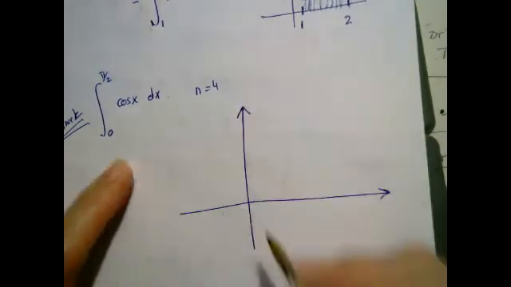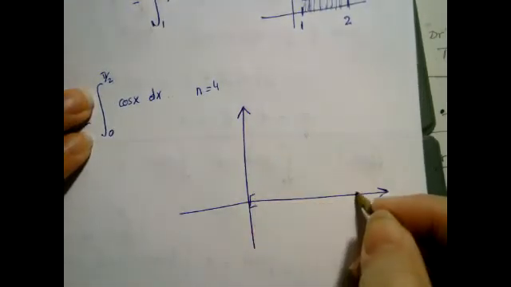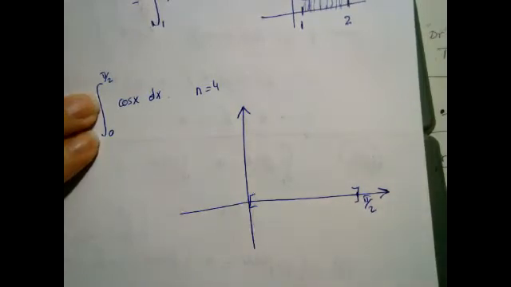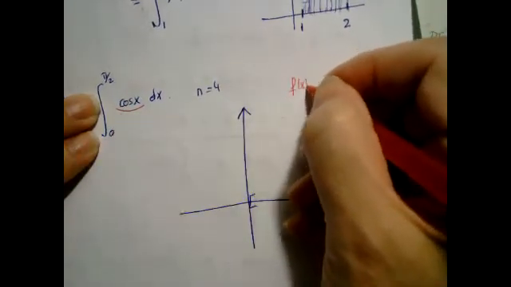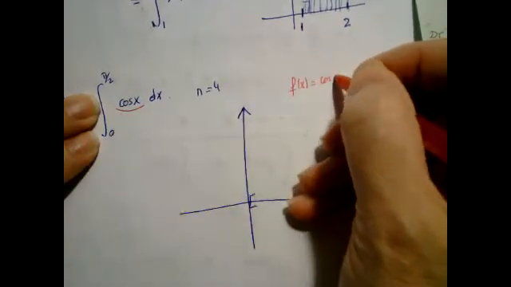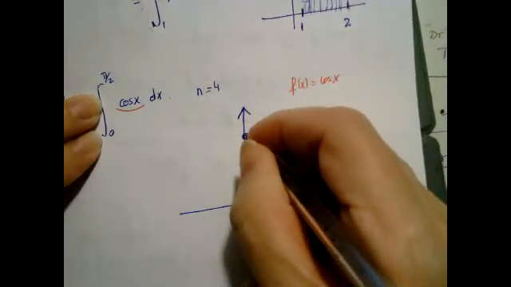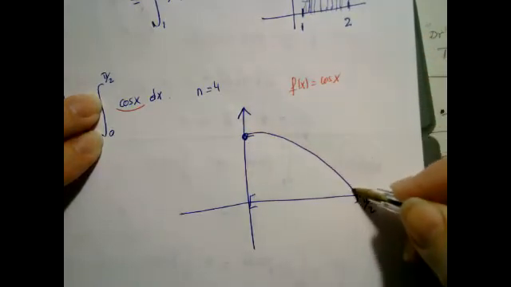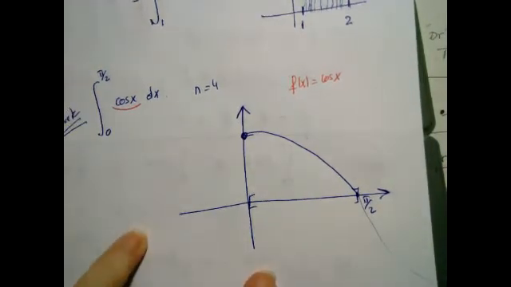So what's the idea here? My interval is 0 to pi over 2. That's my function, the cosine of x. So we're going to graph cosine. At 0, cosine x is that. At pi over 2, the cosine is 0 here. It keeps going, but we're not interested in it after that, because we're only interested in 0 to pi over 2.